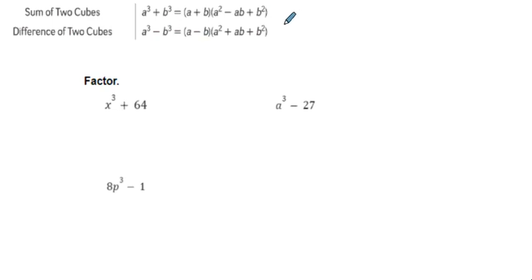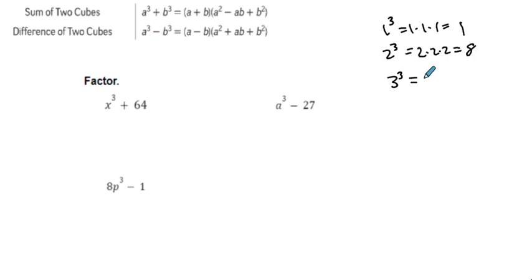Okay, so this next special case that we're going to look at, this special polynomial, is sum and difference of two cubes. And if we look at the formulas, they're easy enough to recognize. You can tell that this is a cube. And for your cube numbers, 1 cubed is 1 times 1 times 1, which is 1. 2 cubed, and these things grow really quick, is 2 times 2 times 2, which is 8.